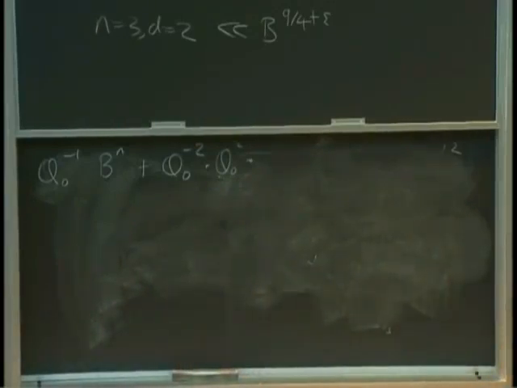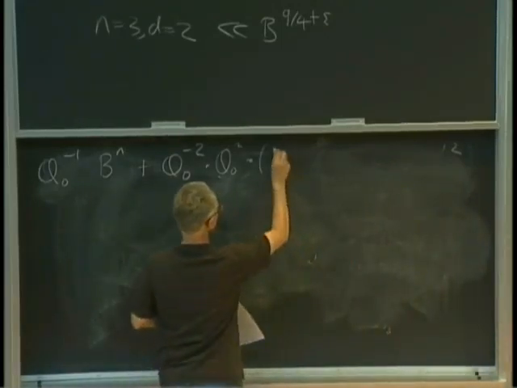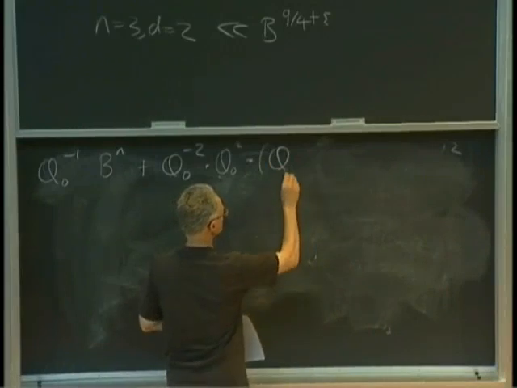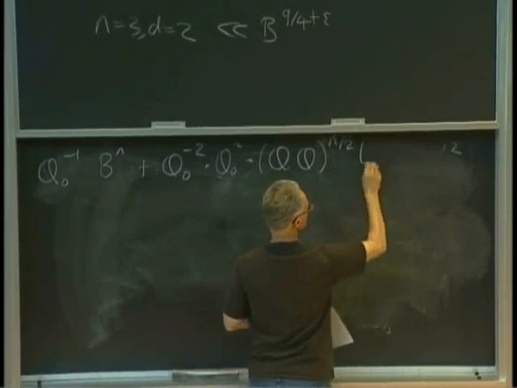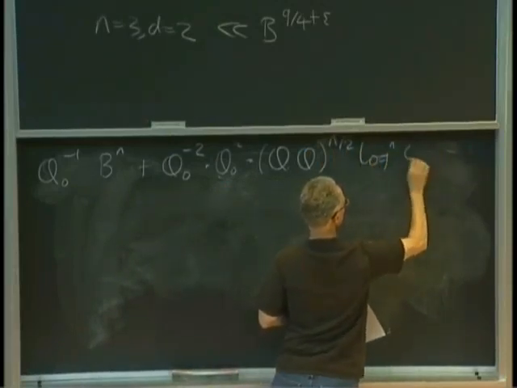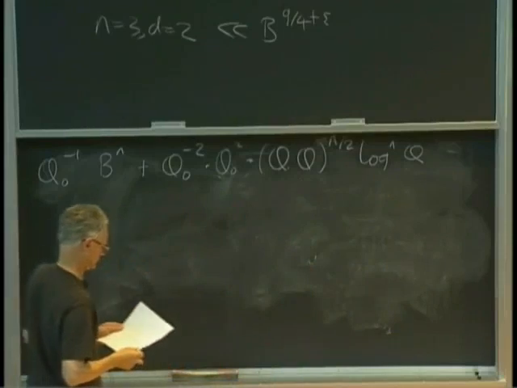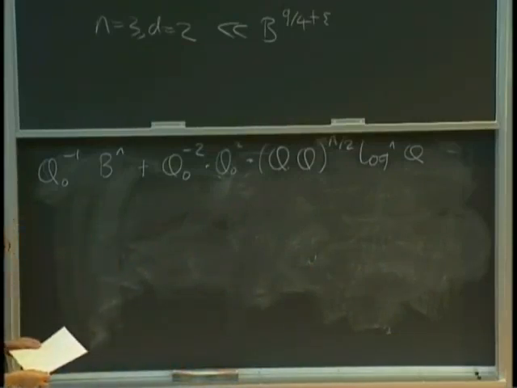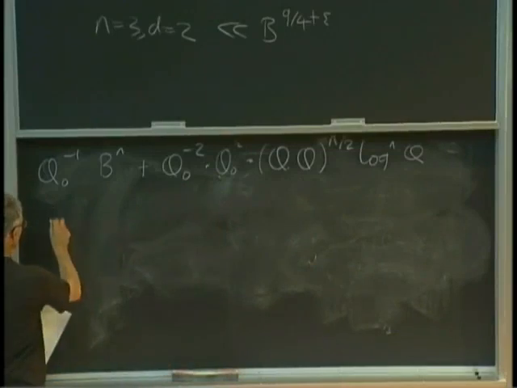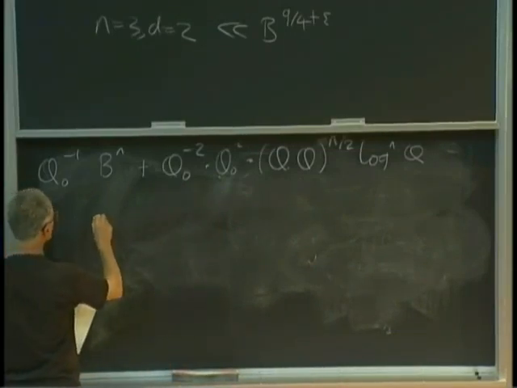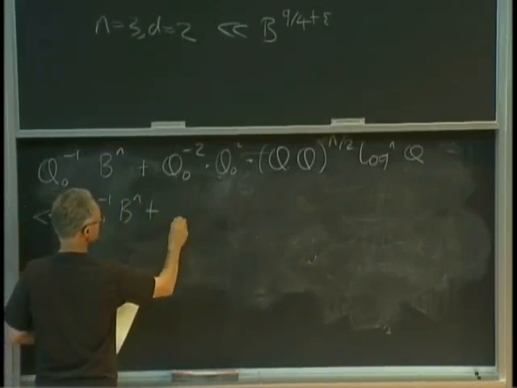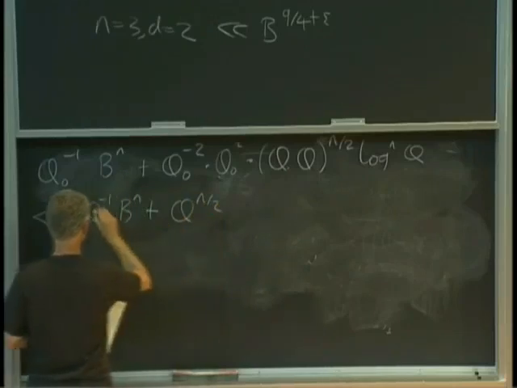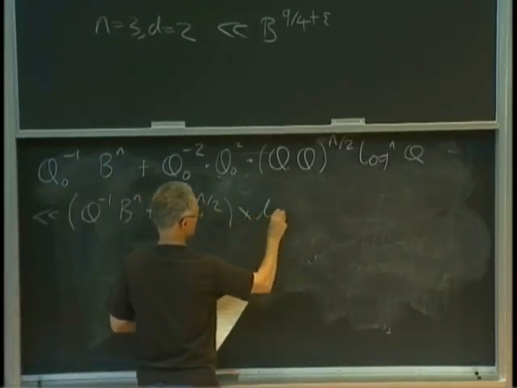And then in these sums, the first prime is of size of order q, and so is the second prime. We've got the exponent n over 2, and then we've got something that looks like a power of log q. And so this will be q to the minus 1 times b to the n plus q to the n over 2 times various logarithms.